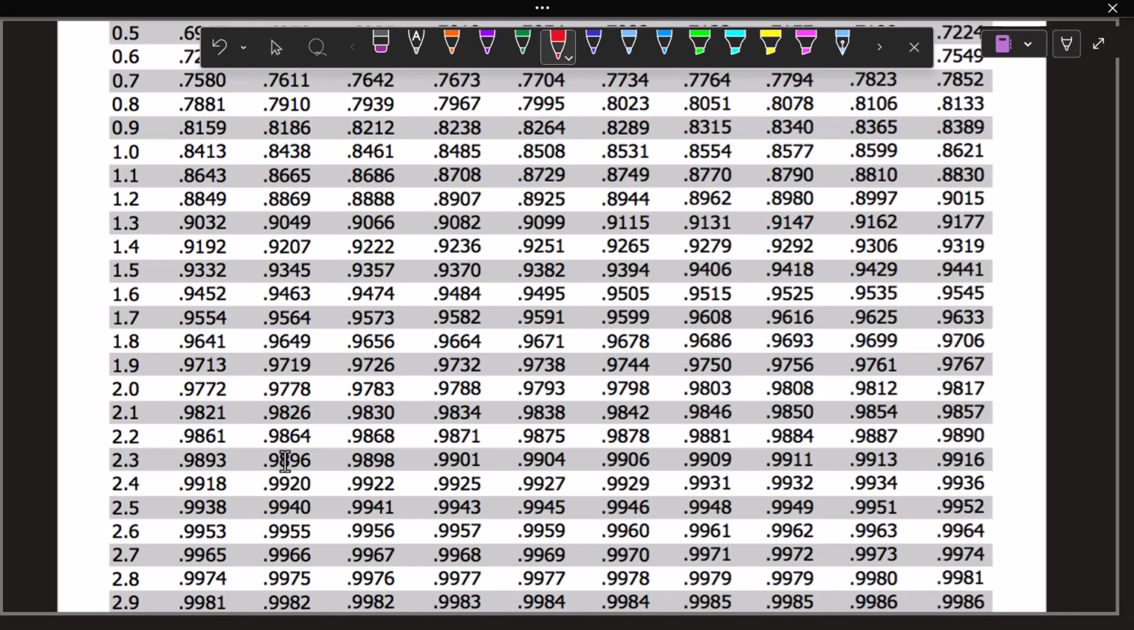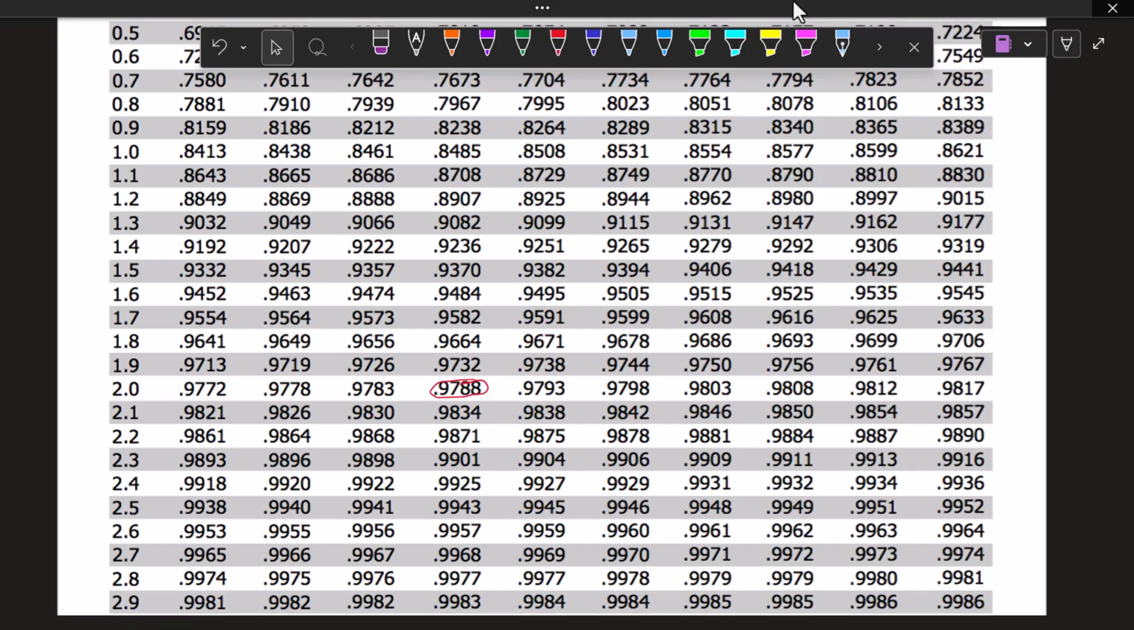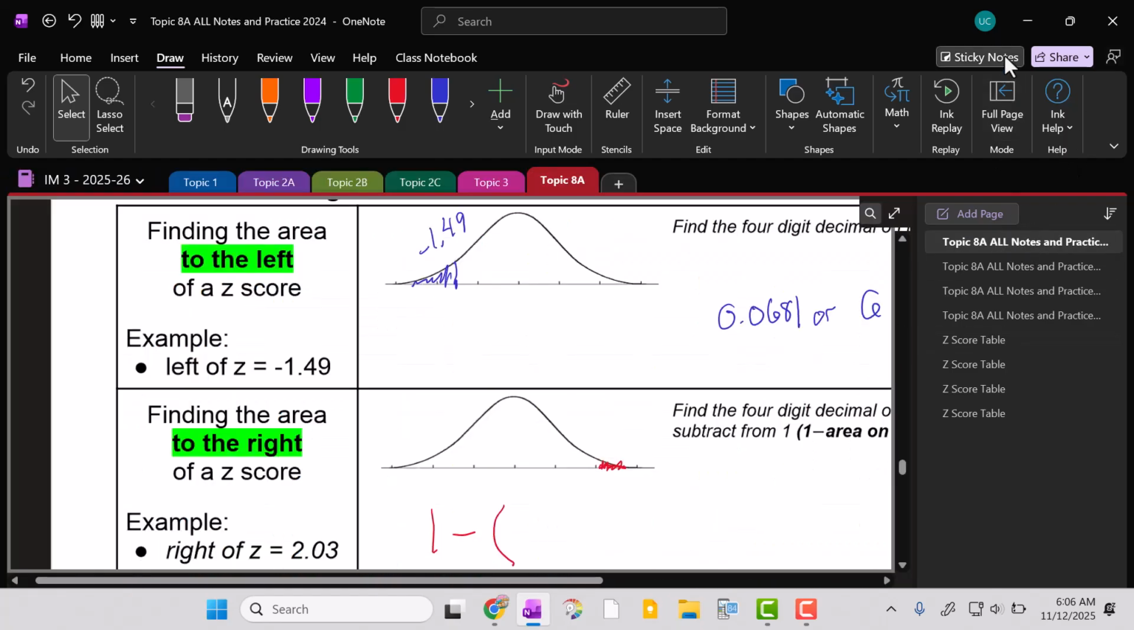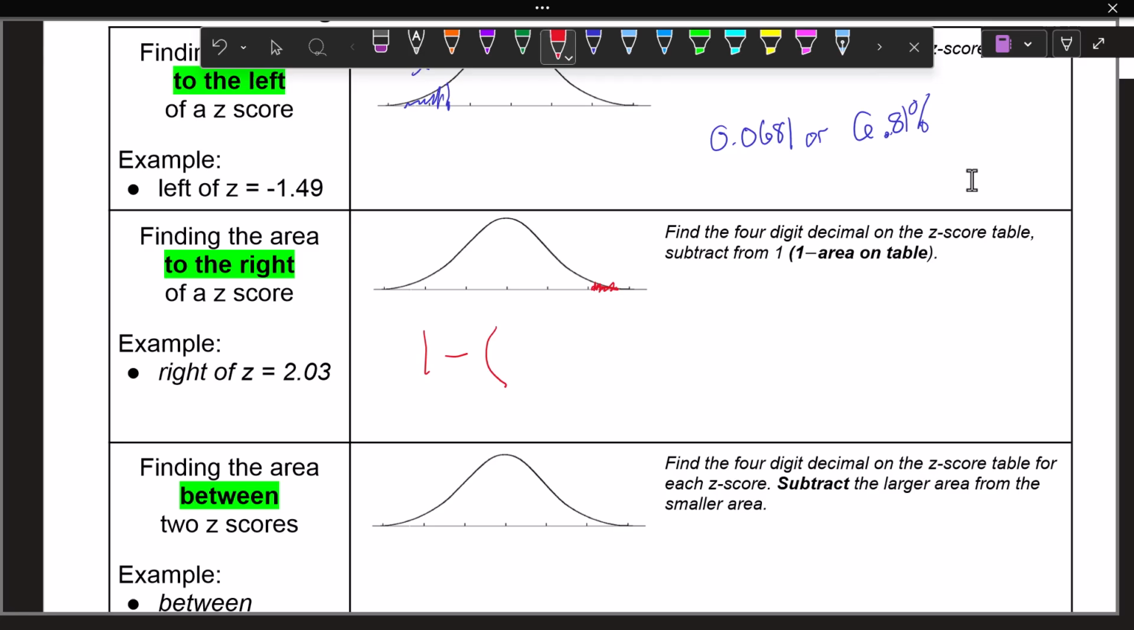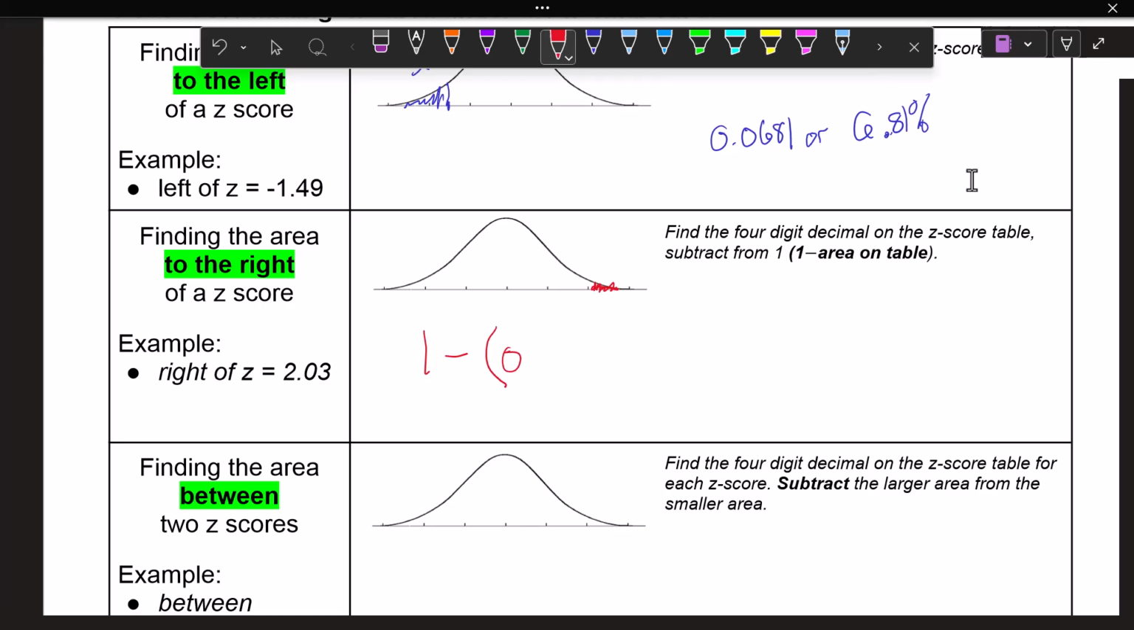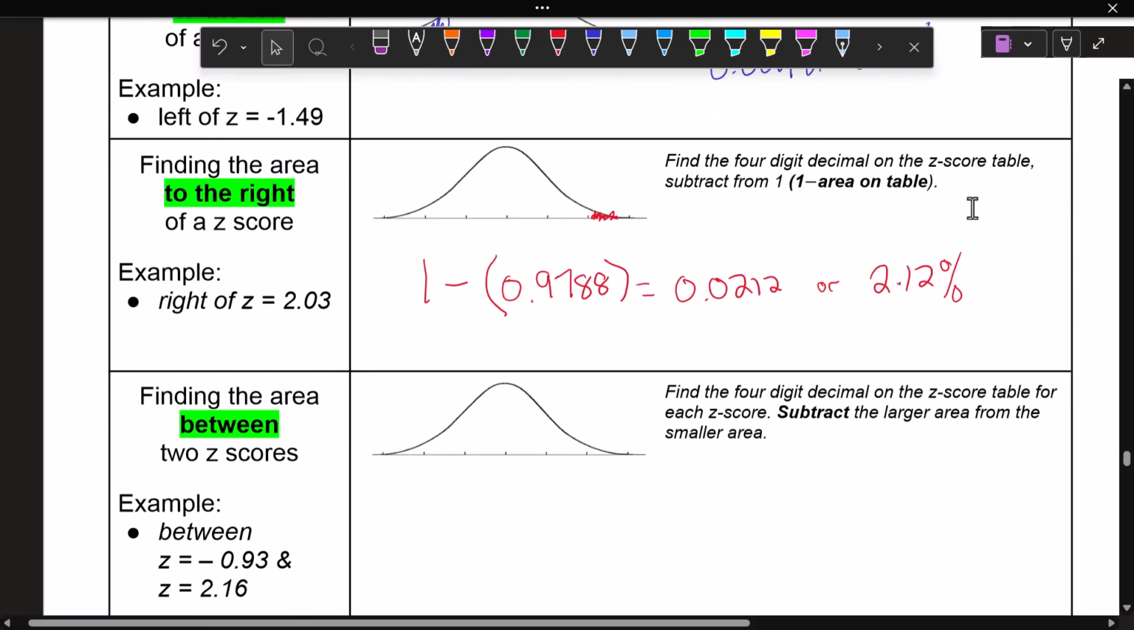2.0, 0.00, 0.01, 0.02, 0.03. 0.9788. And again, that's the area to the left. So we have 1 minus that 0.9788, which gives us 0.0212 or 2.12%. So there's not a lot of area to the right of that. And we can tell by looking at it.